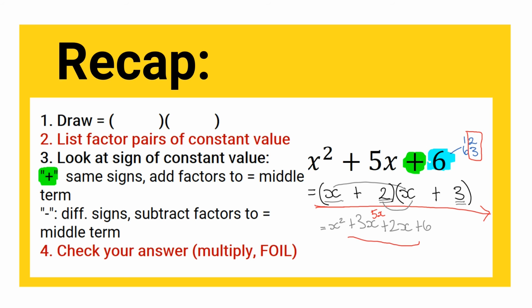Next, look at the sign of the constant value, highlighted in green, and since this is a plus sign, the sign in each bracket is going to be the same. That's what it means. Also, you need to add a pair of factors to equal the middle term. Let's look at our factor pairs. 1 plus 6, does that give us 5? 2 plus 3, that gives us 5. So, write down 2 and 3 at the ends of each of those brackets. Finally, to make sure your brackets are correct, you multiply them out using the FOIL method, and it should give you the exact same answer as your original expression.